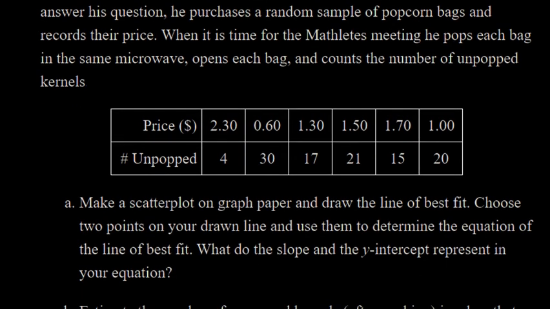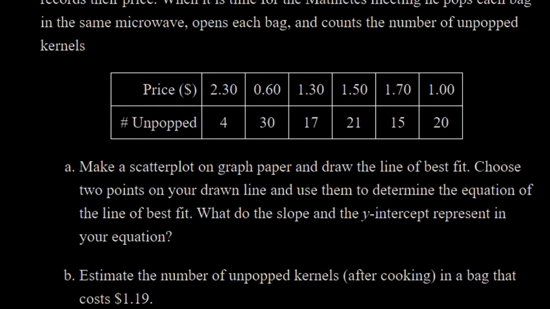Make a scatter plot on graph paper and draw the line of best fit. Choose 2 points on your drawn line and use them to determine the equation of the line of best fit. What do the slope and y-intercept represent in your equation? And then finally it says estimate the number of unpopped kernels after cooking in a bag that cost $1.19. So let's go ahead and set up a nice graph paper and get these values on there.